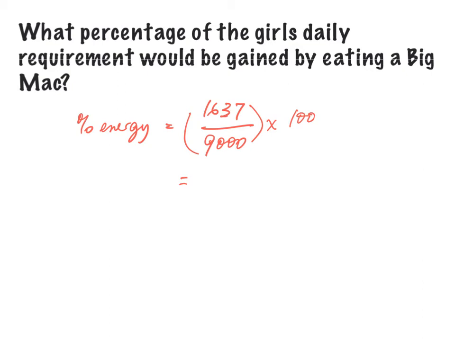All right. 1637 divided by, it was 9,000. I cannot remember the numbers with it, so I'm going to treat it as 9,000. And it's going to be approximately 18.2%. Right? So generally we find this is because boys tend to have a larger body mass than girls, and that's why they require more energy.